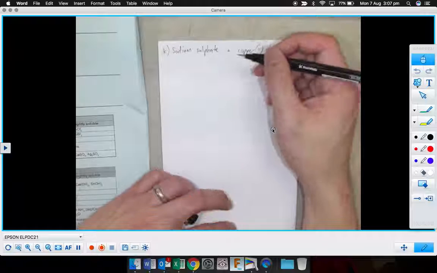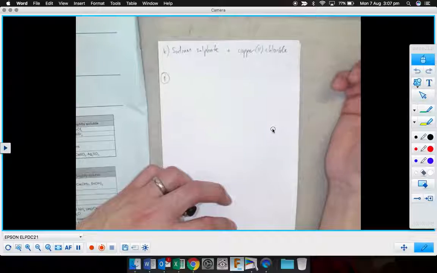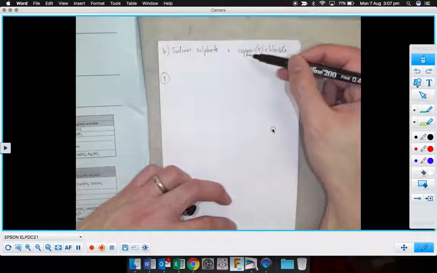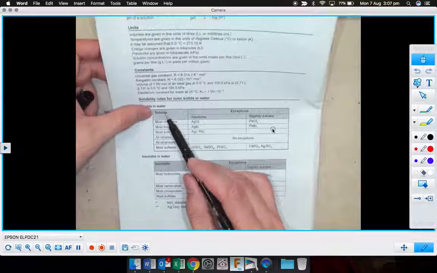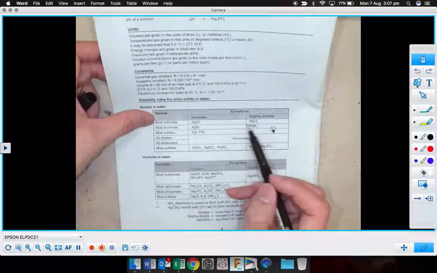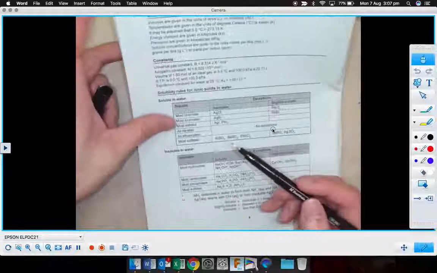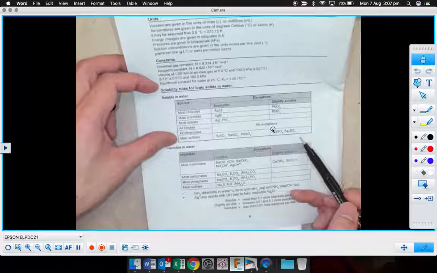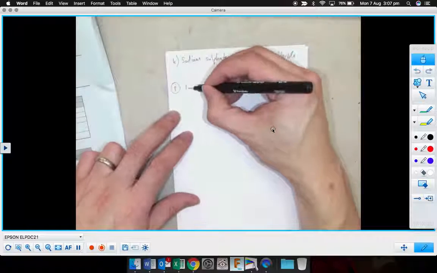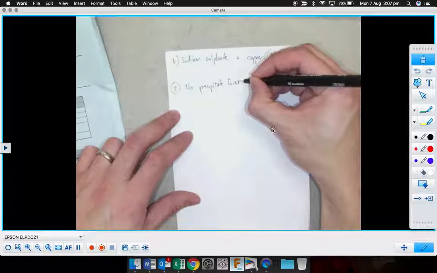Sodium sulfate and copper(II) chloride. Number one, we have to work out the two products. It's going to be sodium chloride and copper sulfate. Sodium chloride: most chlorides are soluble, and sodium chloride is no exception. And then the other one is copper sulfate. Most sulfates are soluble. The insolubles here, is there copper in there? No. So what do we write? No precipitate formed. Well, that was easy.